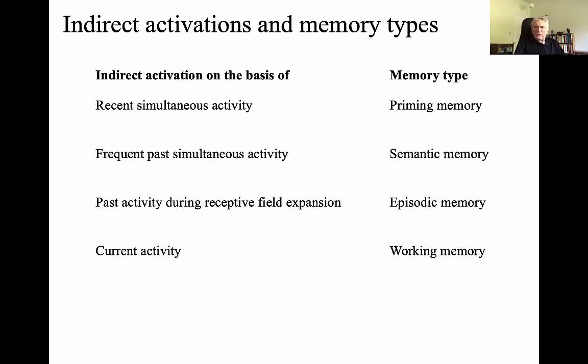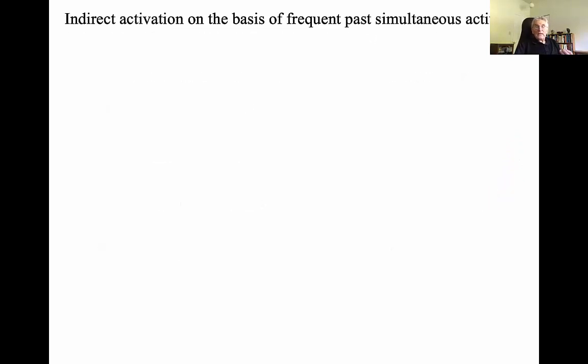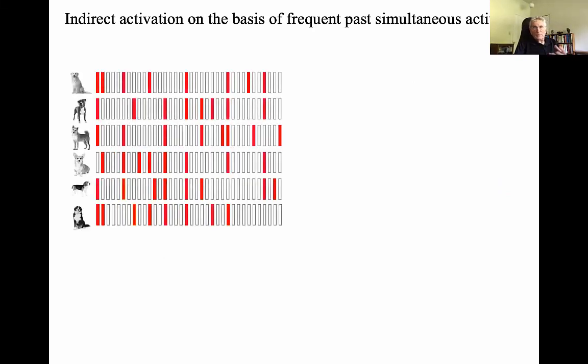Okay, so now I want to say a little bit more about how semantic memory is supported and also how episodic memory is supported. So first, indirect activation on the basis of frequent past simultaneous activity. Now suppose this represents the receptive fields directly detected in the same visual area of the cortex in response to 6 different experiences of dogs. And the receptive fields detected in each experience will be somewhat different. But because there are some visual similarities between different dogs, some receptive fields tend to be detected relatively often. Not in every experience, just relatively frequently.